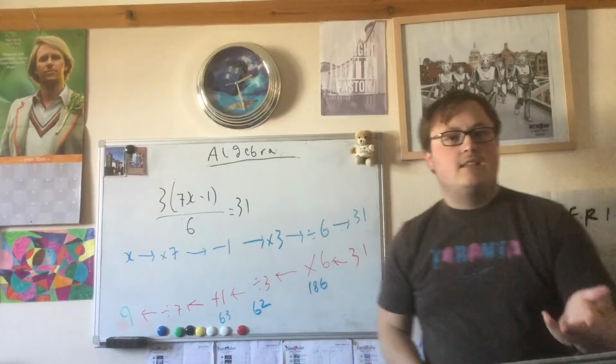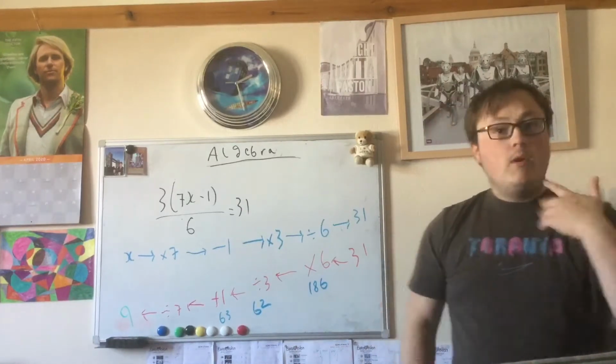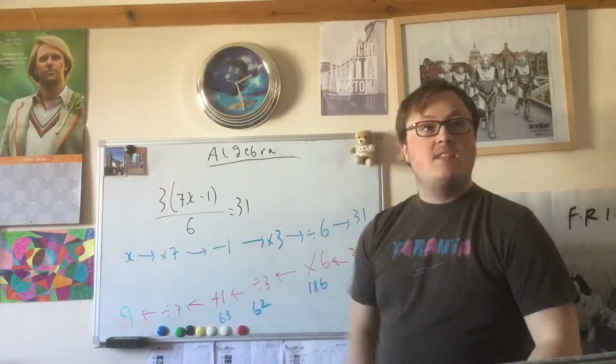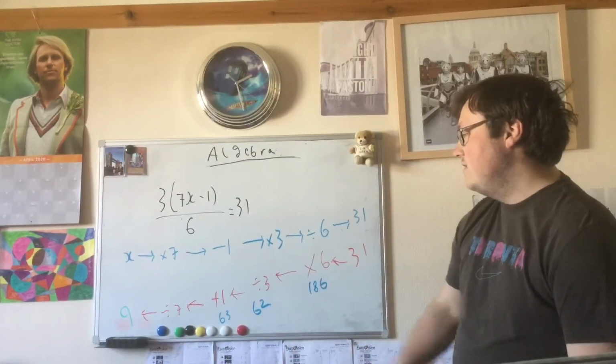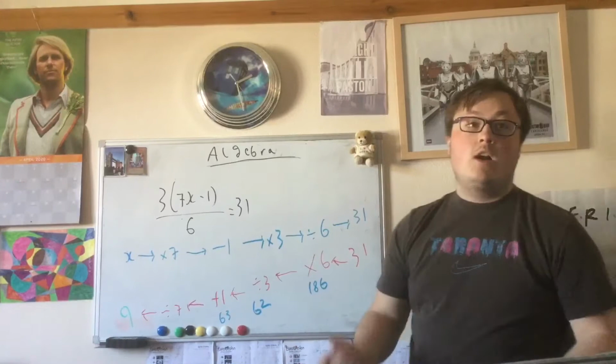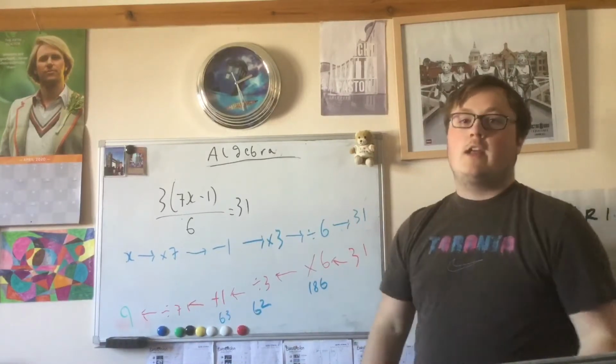That's what x is. How could we test it though? Well, you just put it back in the problem. 9 times 7 is 63, minus 1 is 62, times by 3 is 186, divided by 6 will get us 31. It works, it must be 9.